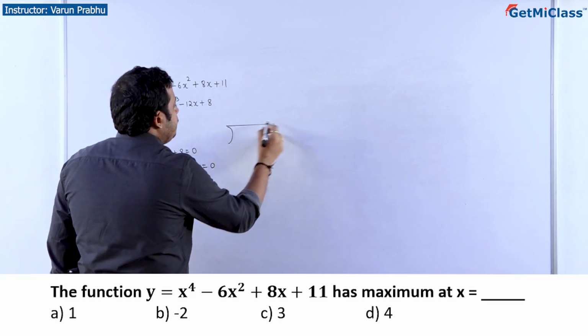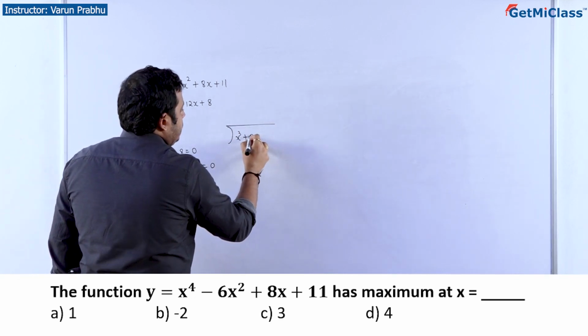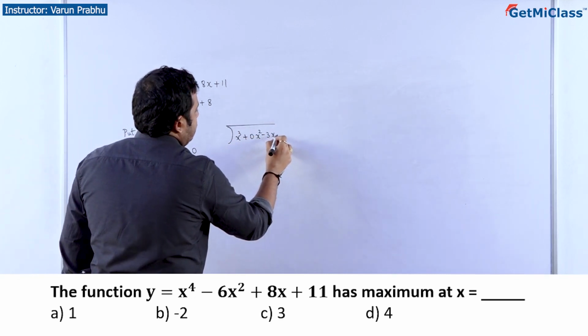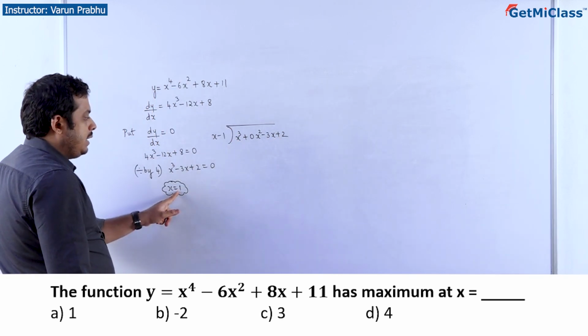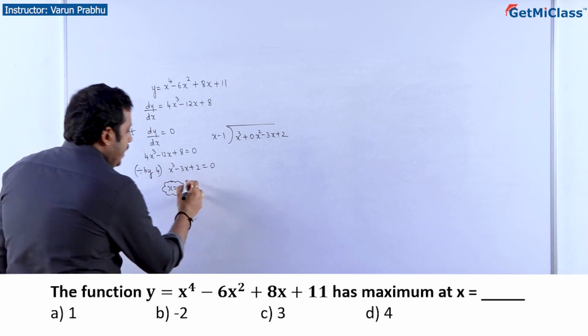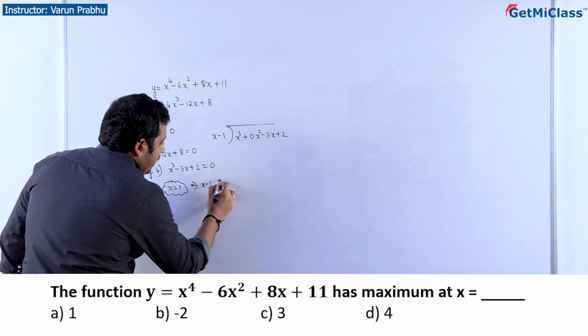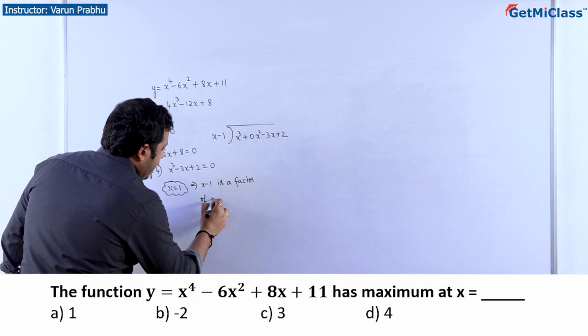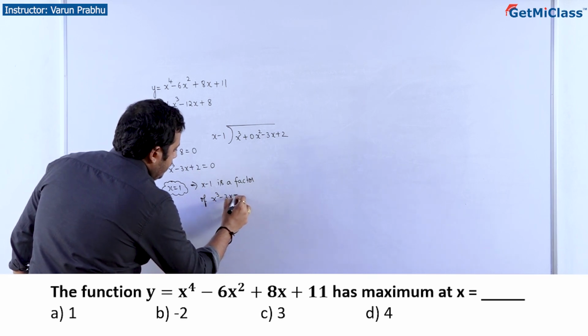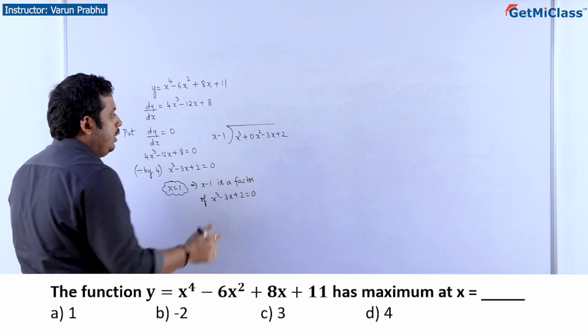Now what you have to do, this part, x cube plus 0x square minus 3x plus 2, you divide by x minus 1. Correct or not? If x is equal to 1 is a root, this implies that x minus 1 is a factor of x cube minus 3x plus 2 equal to 0. We'll do the long division now.